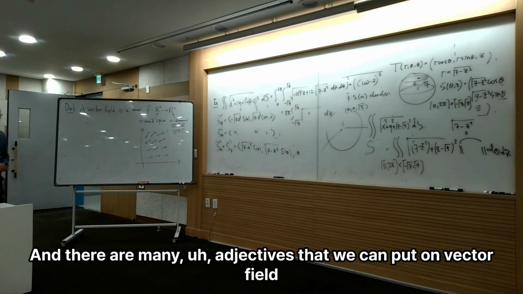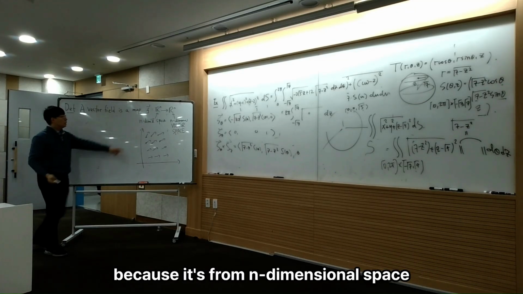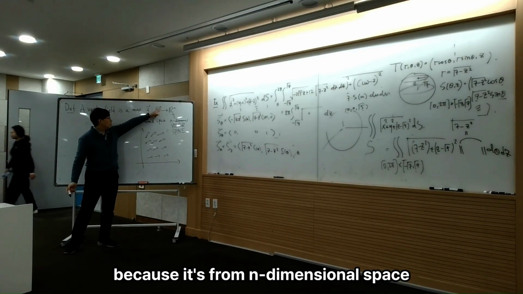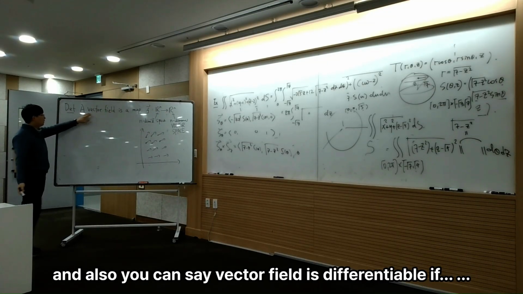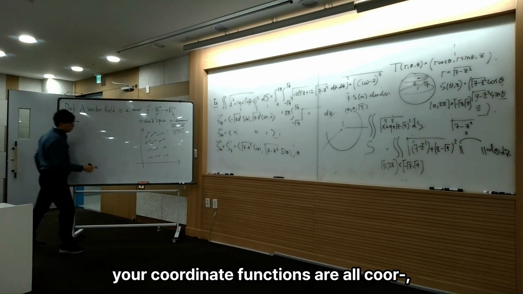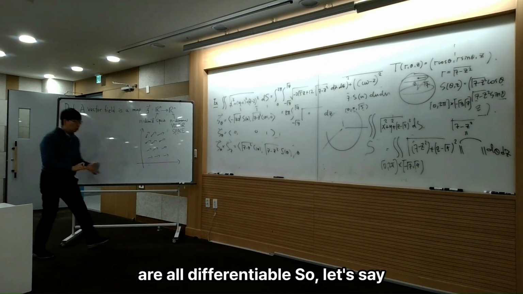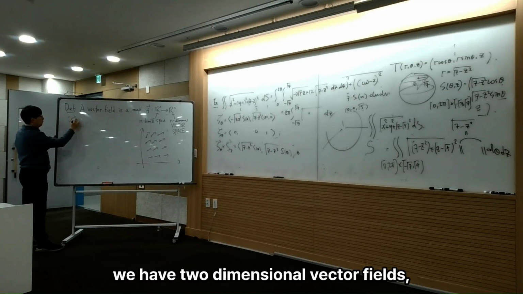And there are many adjectives that you can put on vector field. So you can say a vector field is n-dimensional because it's from n-dimensional space to n-dimensional vector space. And also you can say vector field is differentiable if your coordinate functions are all differentiable. So let's say we have two-dimensional vector fields.